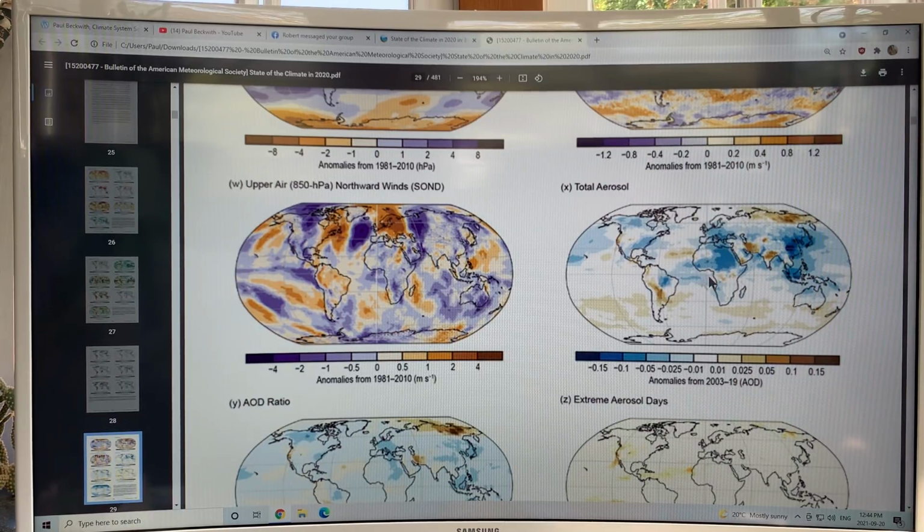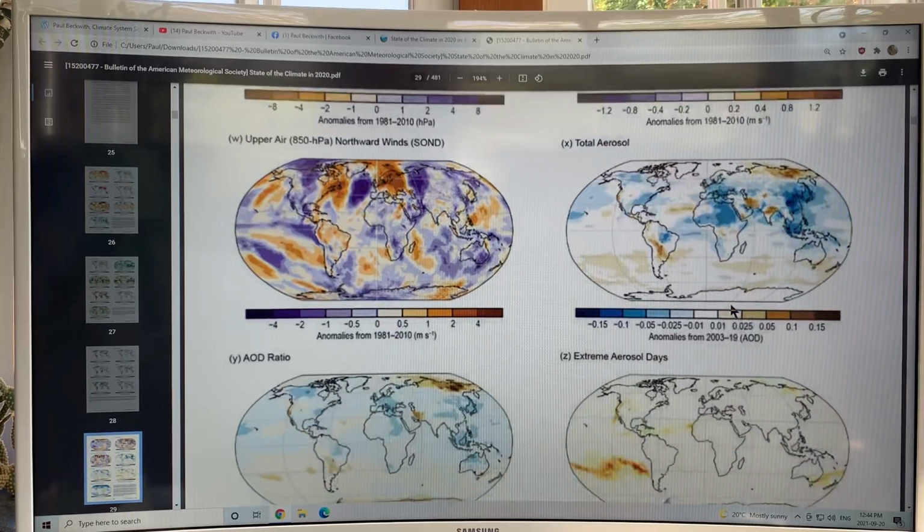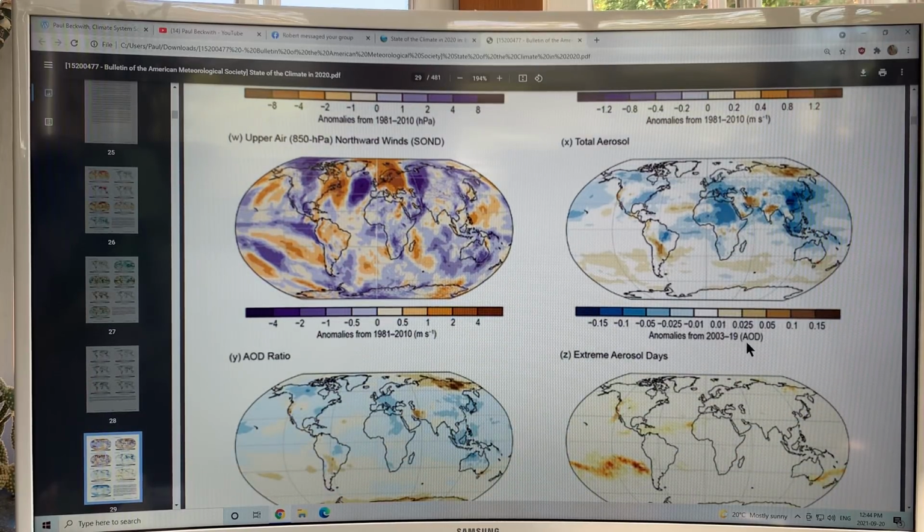This is total aerosols. Okay, now total aerosols in 2020. This is anomalies in aerosol optical depth. So it's like the thickness of the atmosphere as light would see it. More and more aerosols, they can't get through.